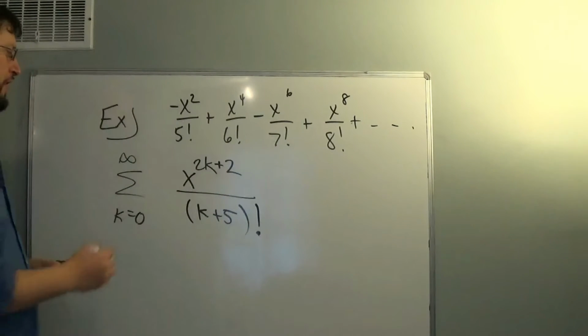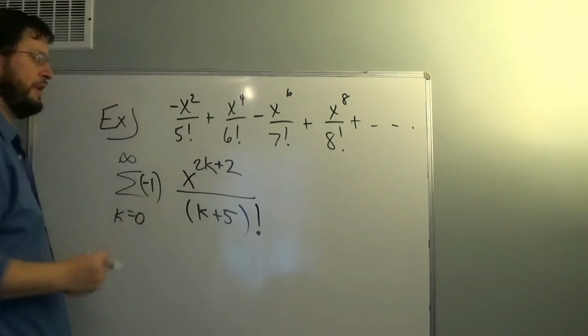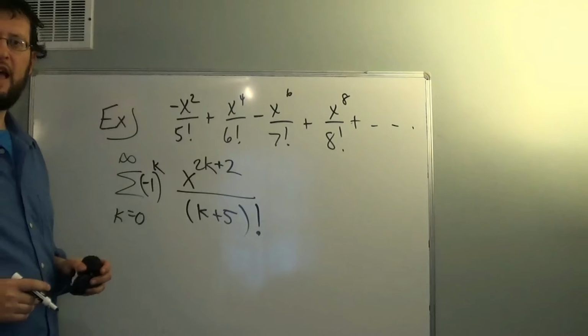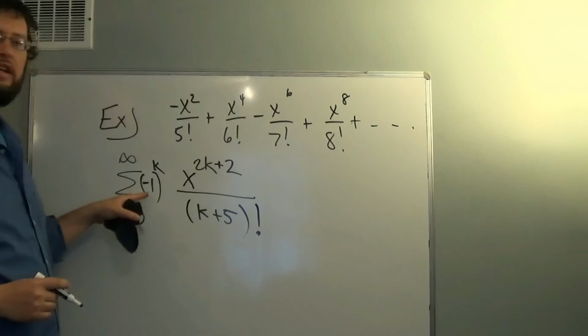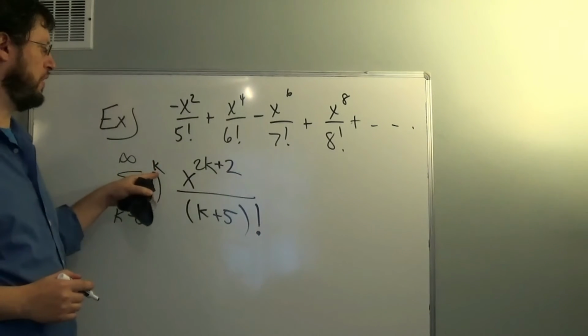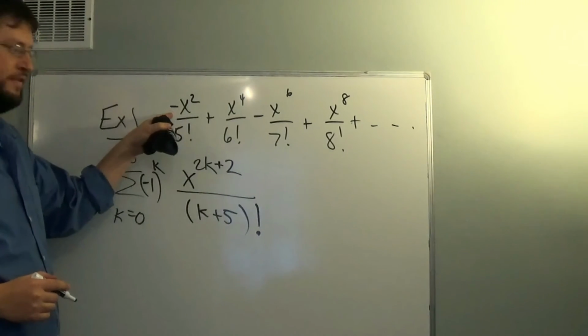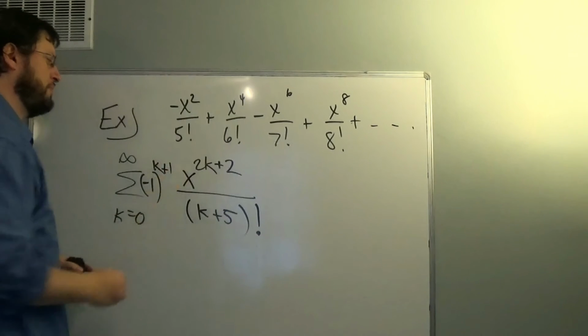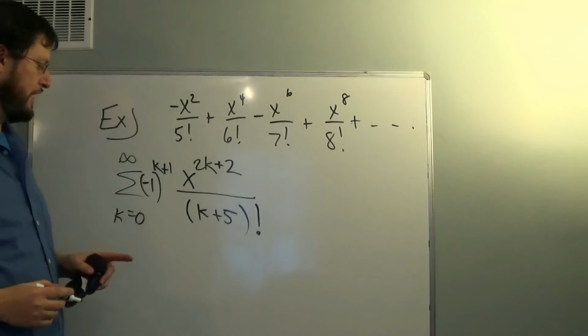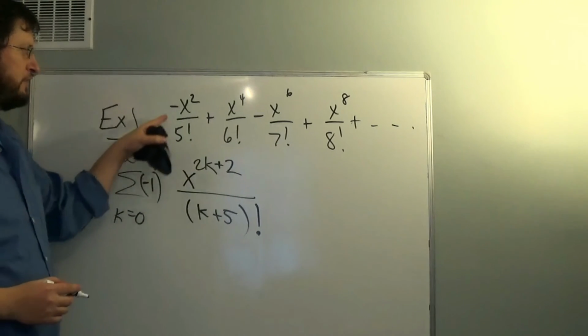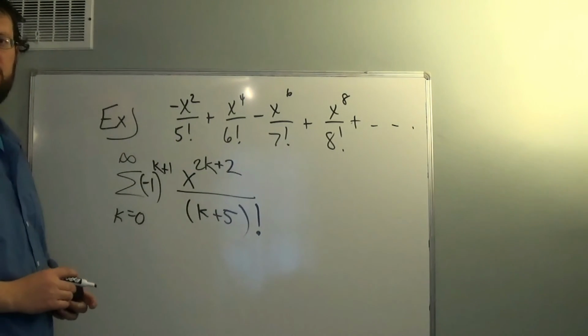Finally, we need an alternating. Alternating is going to be negative 1 to a power. If I start with negative 1 to the k, equals 0 makes negative 1 to the 0, which is positive 1. So that's not quite right, because I need the very first term to be negative. And so the way I get that is by adding a 1 up here. Now when k equals 0, that's negative 1 to the 1, which is negative. And so the first term is negative, just as we need it to be.